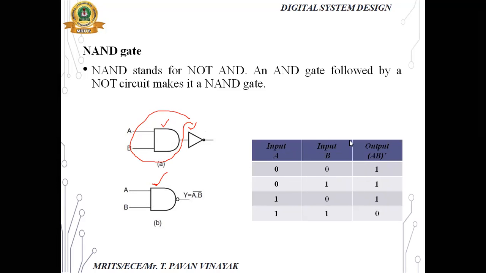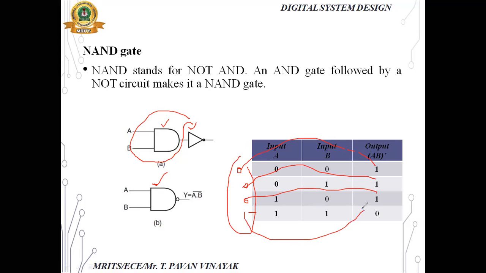So see the truth table. It is the complement of AND gate, right? So let us see the truth table of AND gate. What is the AND gate truth table? When both are 1, then only the output is 1. At the remaining conditions, output is 0, right? So the complement of these values are what? 0 complement is 1. Again 0 complement is 1. 0 complement is 1. 1 complement is 0. Okay.